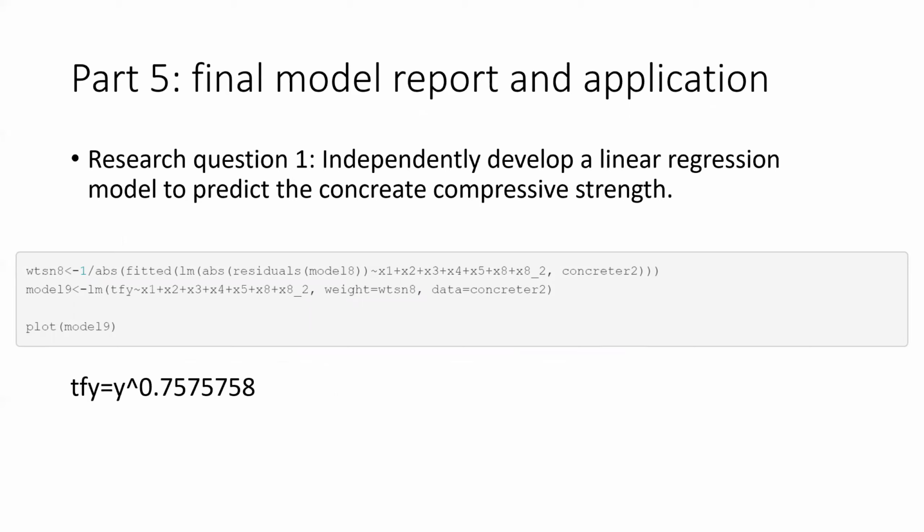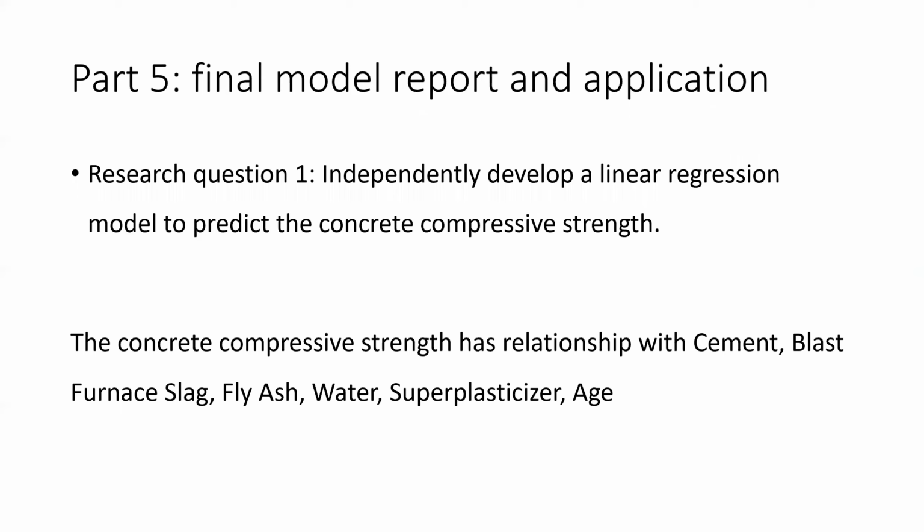And here are some answers to my research questions. The first research question is to independently develop a linear regression model to predict the concrete compressive strength. So this is the model we construct as our final model. It is a weighted model, and it uses Box-Cox transformation. The concrete compressive strength has a relationship with cement, blast furnace slag, fly ash, water, superplasticizer, and age.